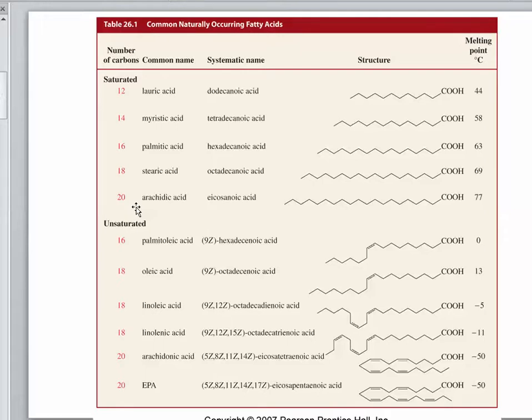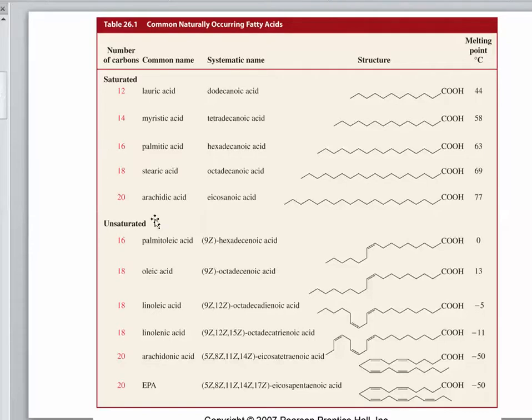So we really train ourselves to learn the common names associated with these fatty acids and not the systematic name. Do I want you to memorize that stearic is 18 and myristic is 14 carbons? And the answer is, of course not. I don't want you to memorize these, but I do want you to know what a fatty acid is and what it looks like as far as shape and structure goes.